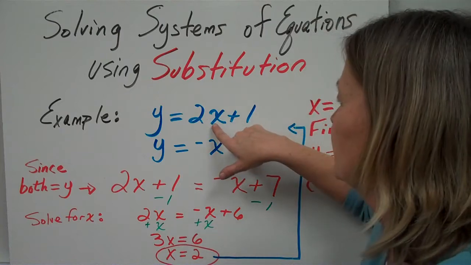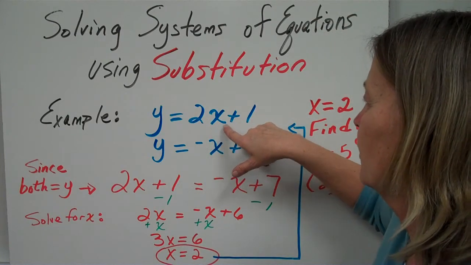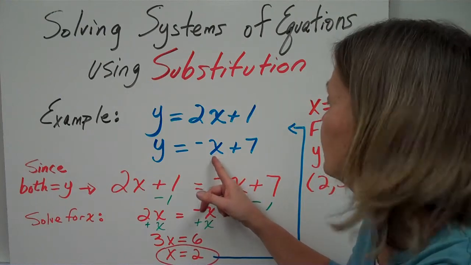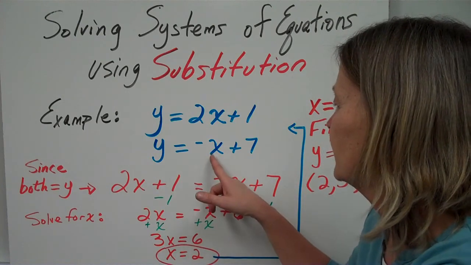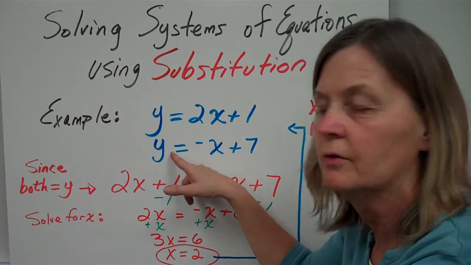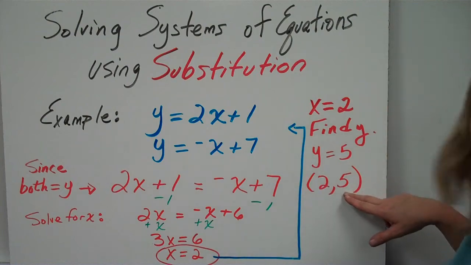So here, if I put it in here, 2 times 2 is 4, plus 1, y would be 5. And if I put it in this equation as well, if I take that value of 2 for x, negative 2 plus 7, y would be 5. So the solution for the system is (2, 5).